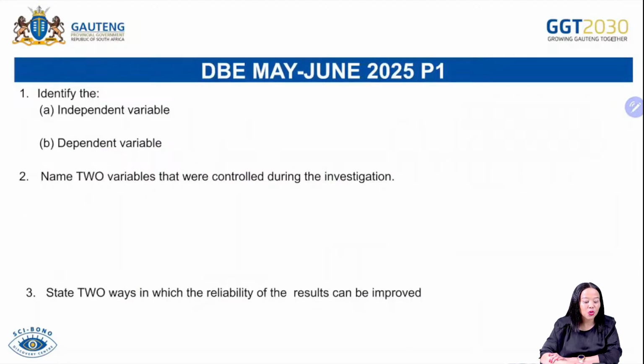So our independent variable here will be the alcohol doses, not just alcohol, but alcohol doses. Then the dependent variable, you got the reaction time, which is correct. The reaction time depends on the alcohol doses. Now it says, name two variables that were controlled during the investigation.